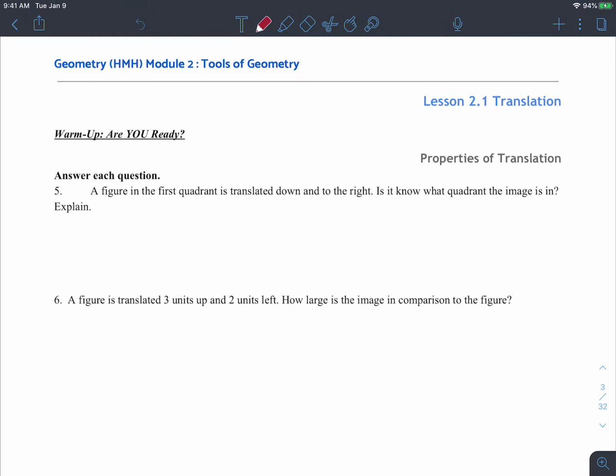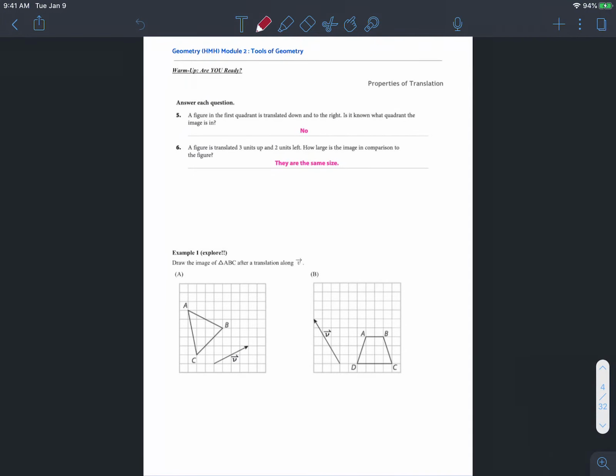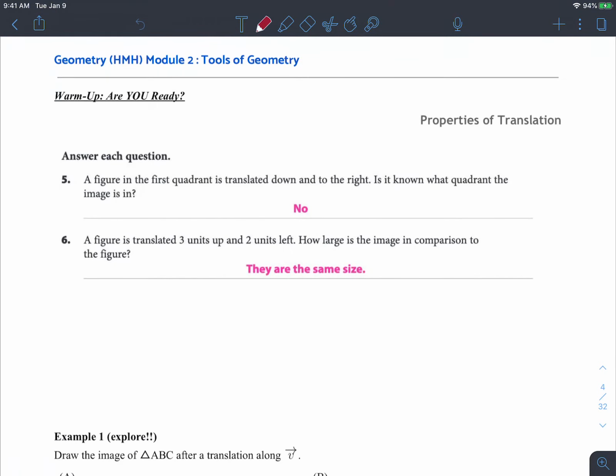Okay, guys, I'm going to assume that you finished it, and here is the answer for this. Number 5, answer is no. Number 6, they're the same size. And here is the specifics. Instead of just giving the answer, you should provide some sort of reason. Okay. Number 5, answer is no because of the following reasons.